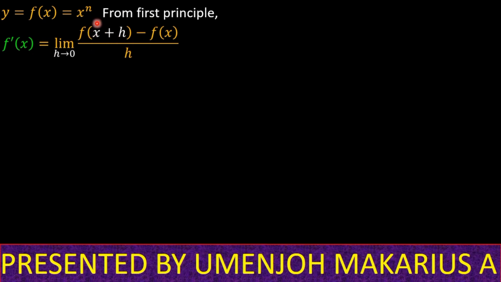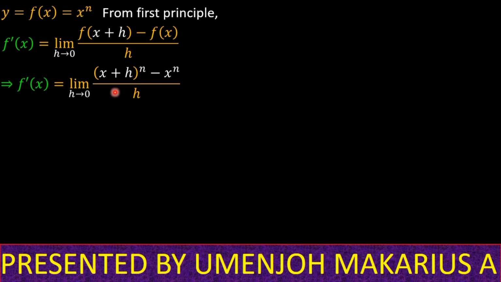Okay, if we apply this same principle now to our function x to the power n, we are going to have f prime of x being the same as the limit as h goes to 0. F of x plus h is simply got by replacing x with x plus h, so we are going to have x plus h raised to the power n, minus f of x, which is x to the power n, all over h.